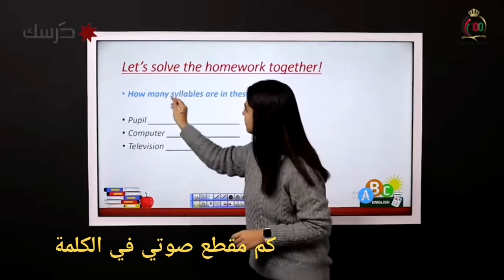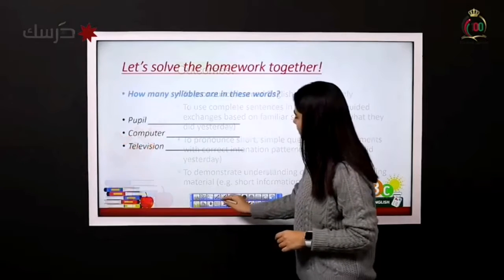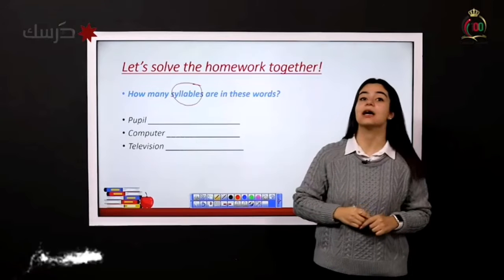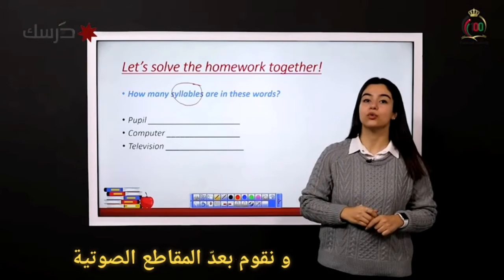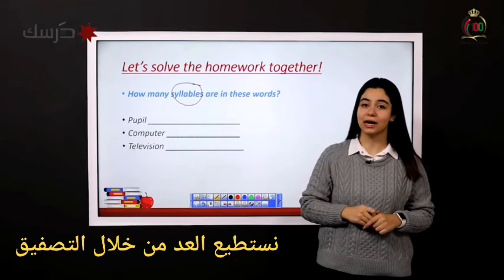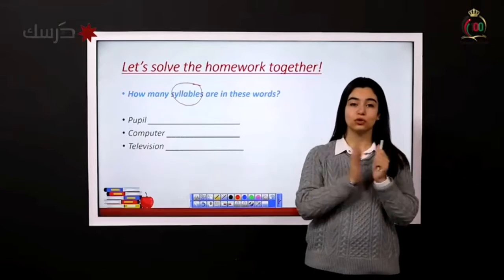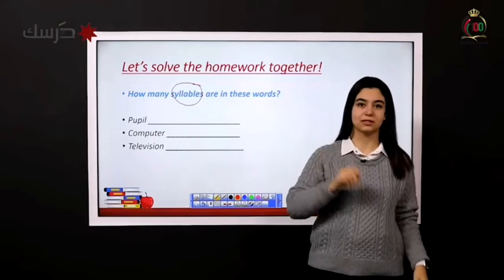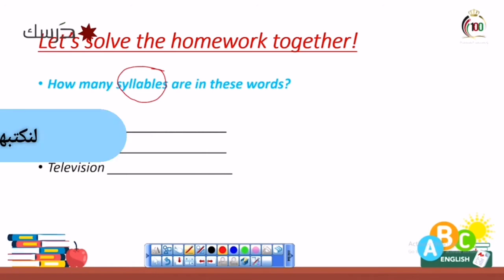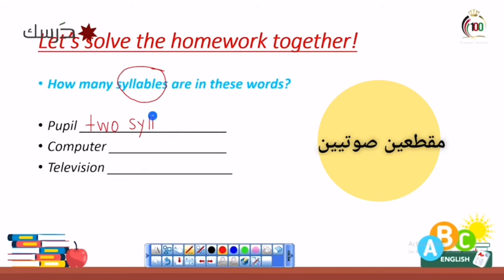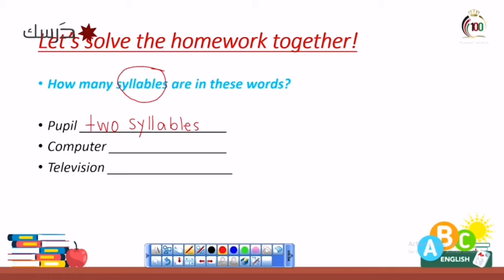How many syllables are there in each word? So we are going to look at each word and count the syllables. We can count by clapping our hands. Let's start with the first one, pupil. Pupil. 2 syllables. Let's write them down together. 2 syllables. Pupil.